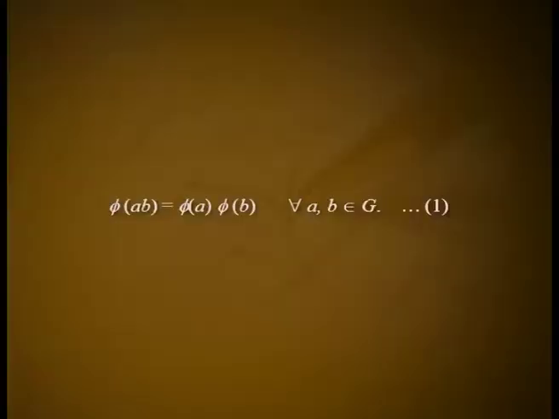Group homomorphism. Definition. A function phi of a group G into a group G dash is a homomorphism or group homomorphism if phi of AB is equal to phi of A into phi of B for every A, B belongs to G. Equation number 1. Remark 1.